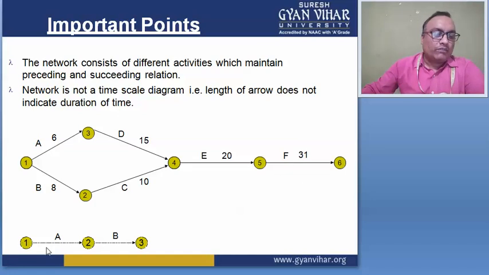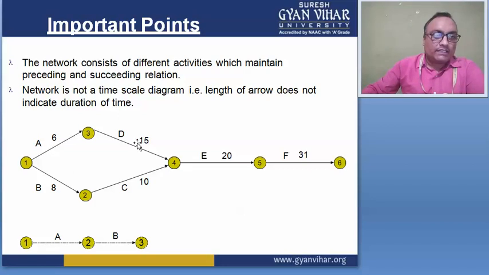In this case, 1 to 2 and 2 to 3, there is no activity between 2 and 3. But in this other case, 1 to 2 and 2 to 3, activity B exists between 2 and 3. So for this, we consider different types of durations.